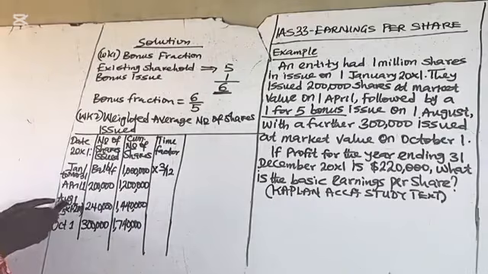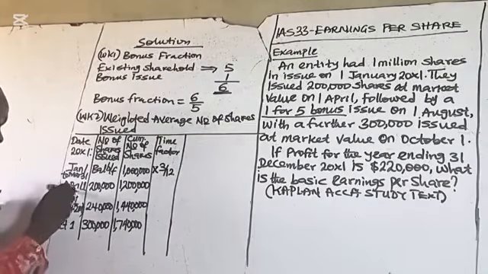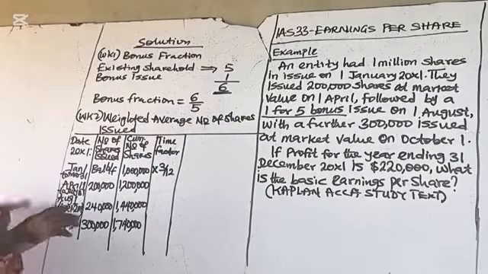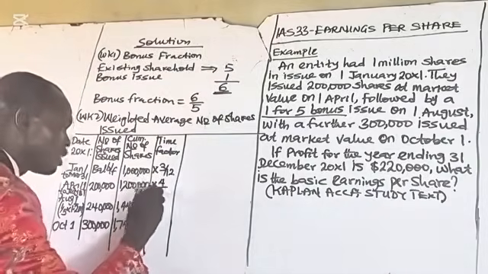Then the next one is August. April to July 31st, before the day the next was issued. From April 1st to July 31st, April, May, June, July, that is 4 months. So you multiply this by 4/12.